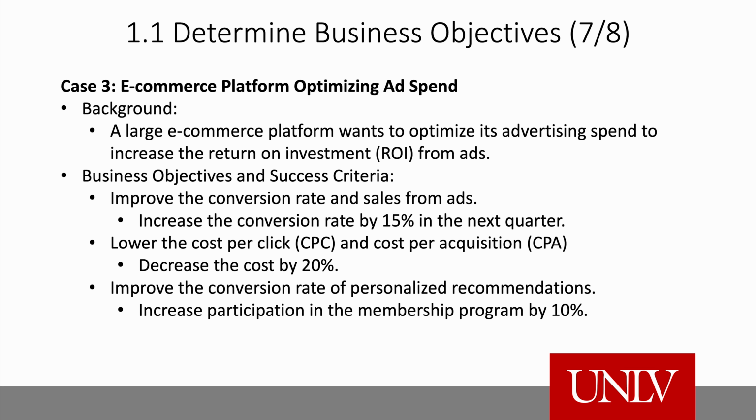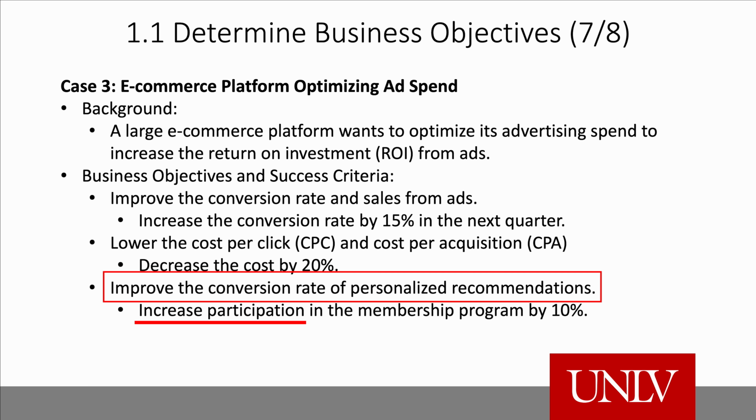And then there's another way to increase the conversion rate, which is to lower their cost per click and cost per acquisition. So in this case, the success criteria is to decrease the cost by 20%. And then they also want to improve the conversion rate of personalized recommendation. So their success criteria could be to increase participation in the membership program by 10%.